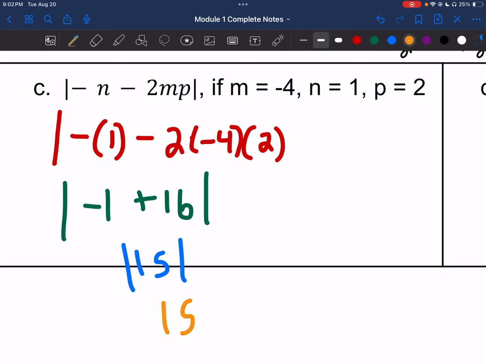Now, you might be asking yourself, Mr. Boland, why is it that you said that this was negative 2? Remember, subtraction can be the same as writing it as plus the opposite. So we could have plus negative 2 times negative 4 is positive 8 times 2 is 16. So that's where that came from. That's how I did that.